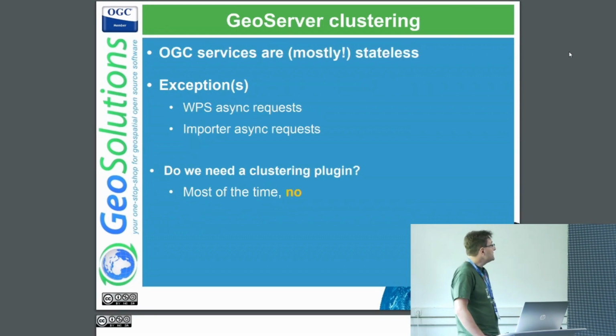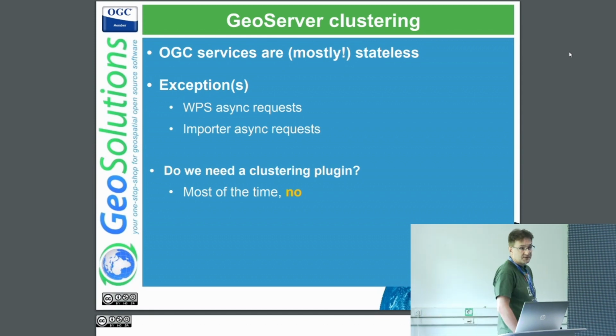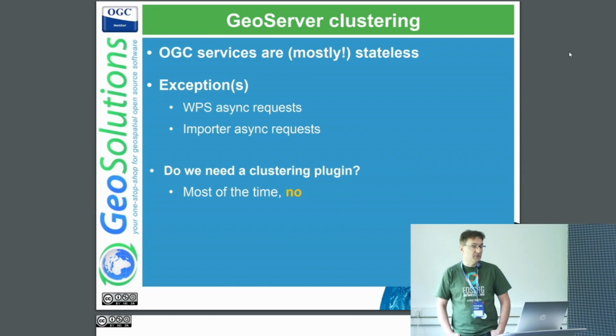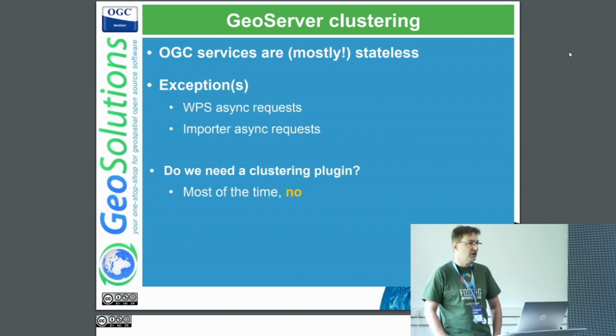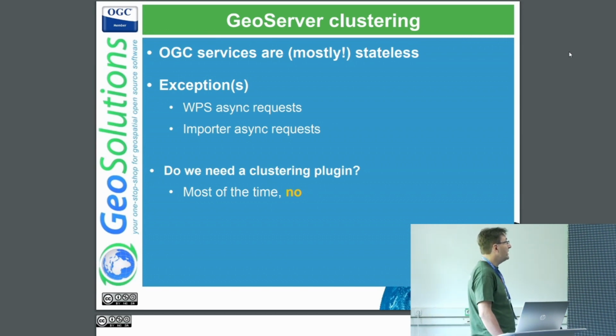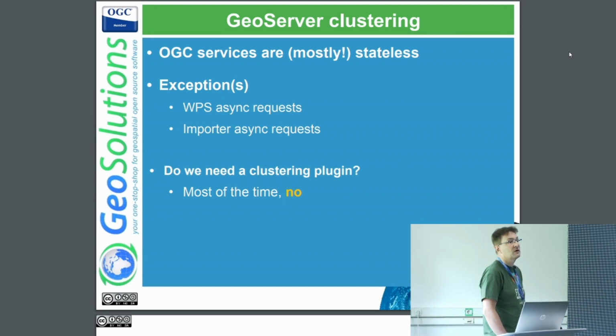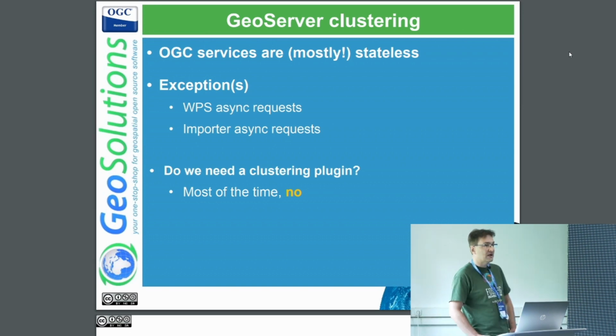Let's talk about clustering, which is the focus of this presentation. OGC services are mostly stateless, which means that they don't carry state between one request and the other. Each GetMap or each GetFeature and so on are independent of each other. There are a few exceptions related to the few asynchronous request supports, WPS async requests, importer async requests. In these cases, there is a need for some cluster awareness. There is some state to be carried around, but it can be kept in separate databases, relational databases of your choice. So you don't really need to cluster GeoServer just because you are using asynchronous requests.